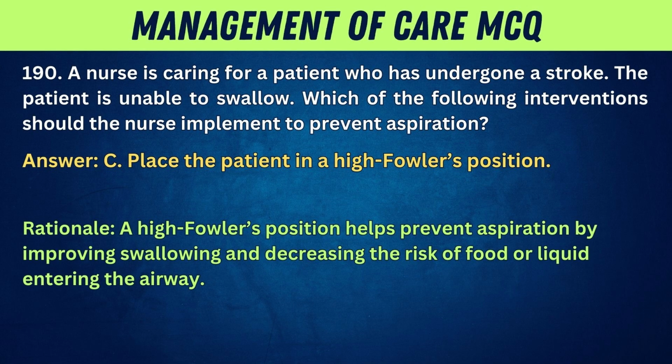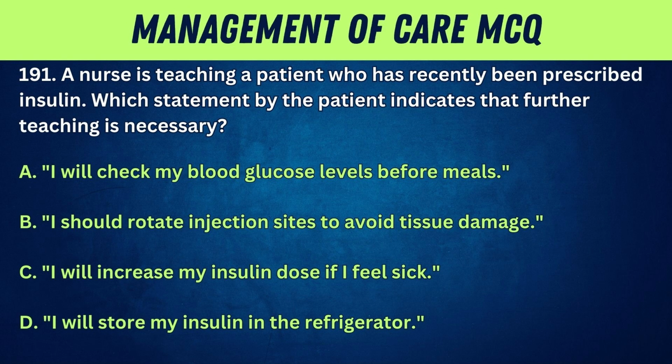Answer: C. Place the patient in a high Fowler's position. Rationale: a high Fowler's position helps prevent aspiration by improving swallowing and decreasing the risk of food or liquid entering the airway.